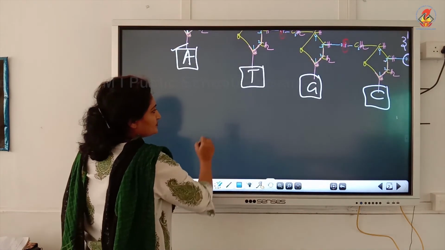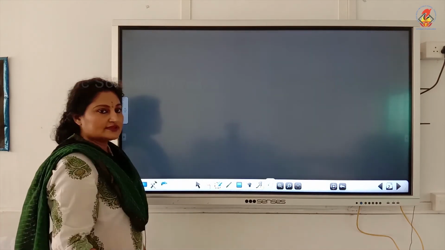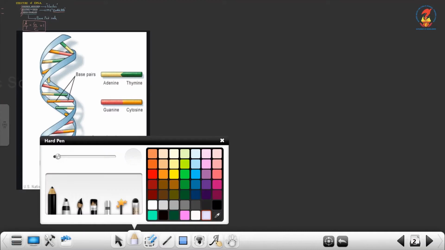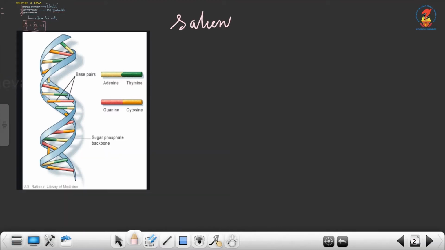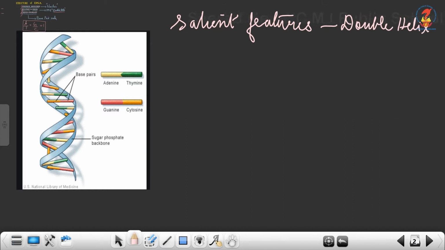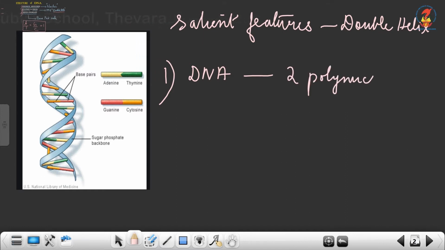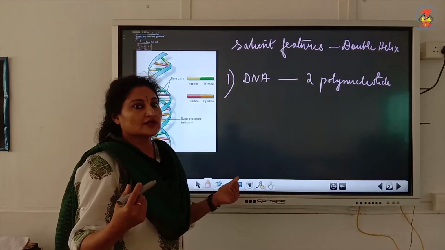Now getting back to the structure proposed by Watson and Crick, which is called the double helix structure. So, the salient features of the double helix proposed by Watson and Crick. The first point states that DNA comprises 2 polynucleotide chains with the sugar phosphate units serving as the backbone.